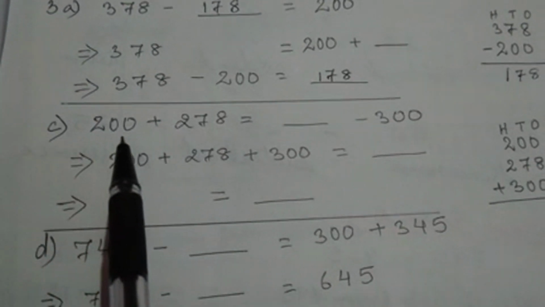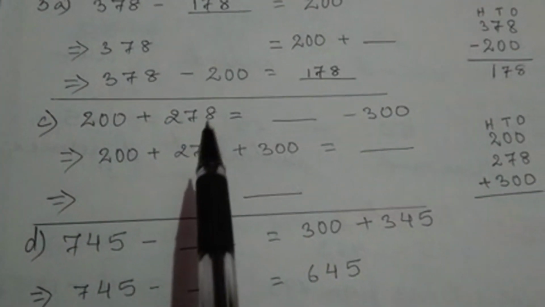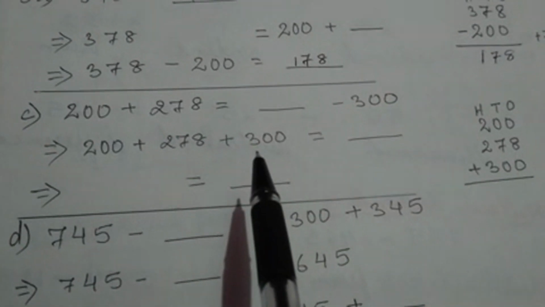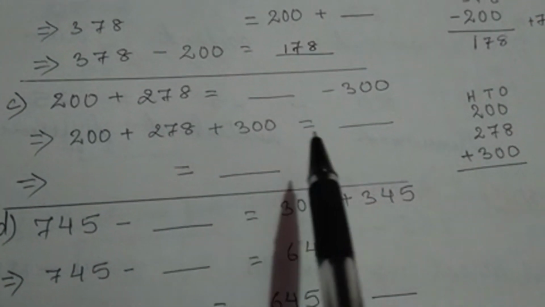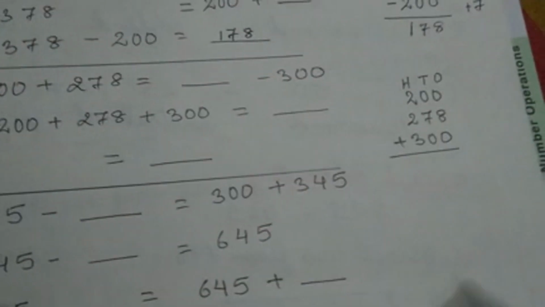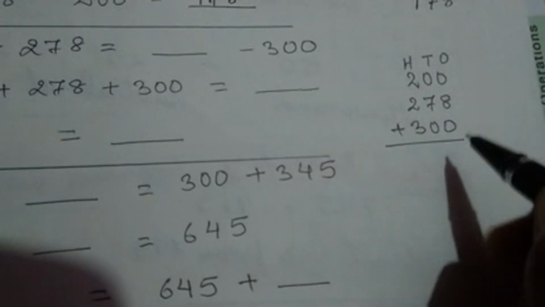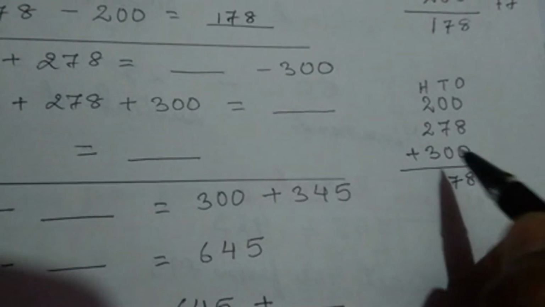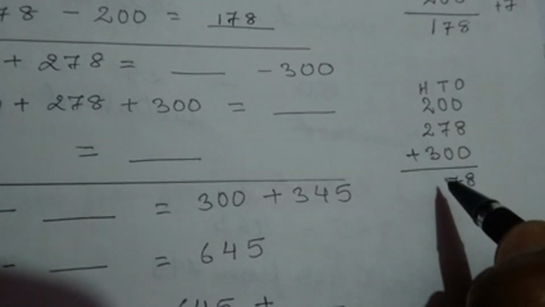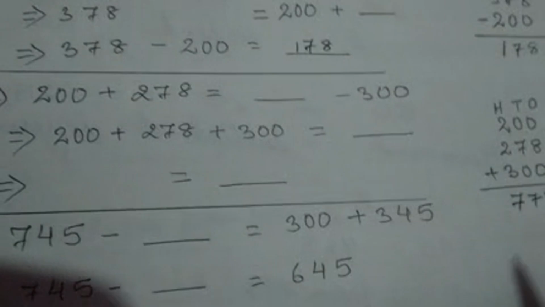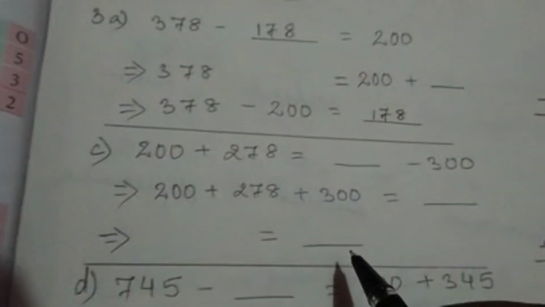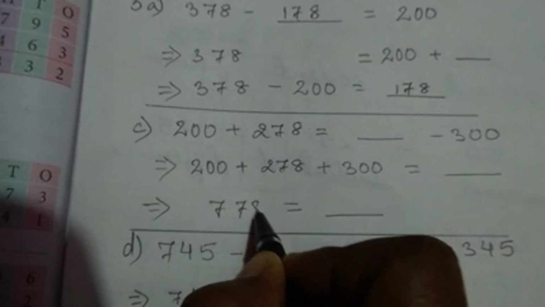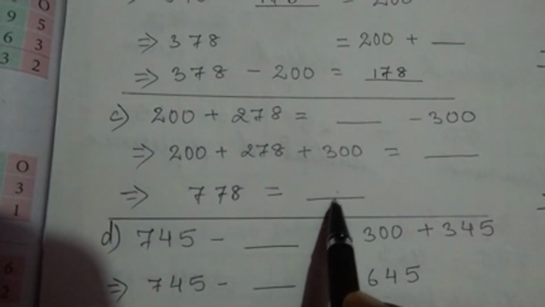Okay. You see that I have copied the same 200, 278 I have copied. This 300 I am putting it this side. This has become plus. Equal to is same and empty space is same. Now let us add here. Okay. 8 plus 0 is 8. 7 plus 0 is 7. 3 plus 2 is 5 plus 2 is 7. 778. Okay. So this means 778 is the empty space.